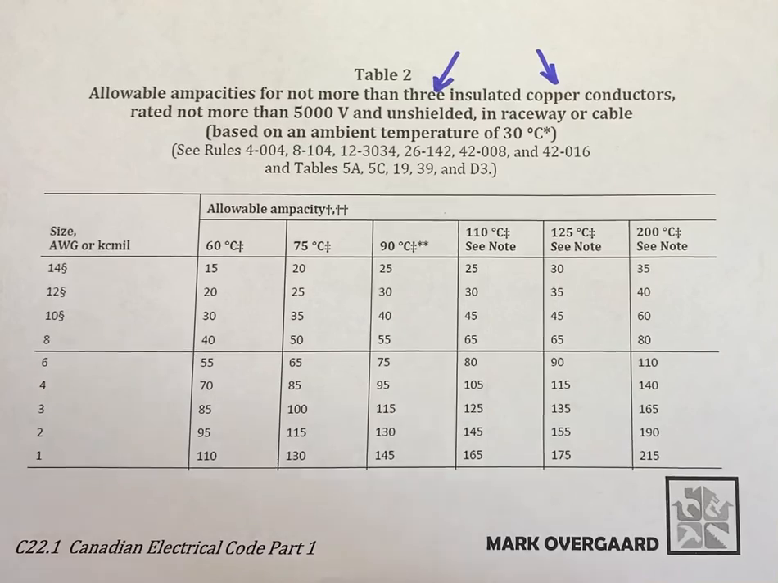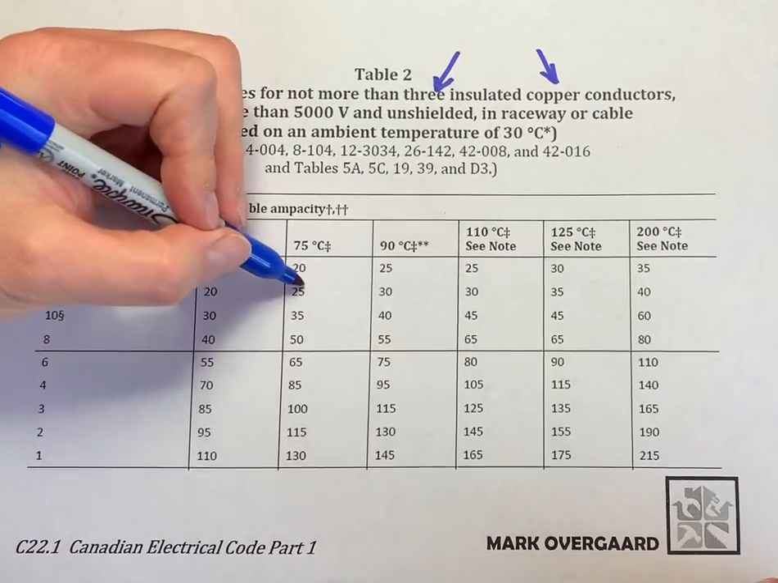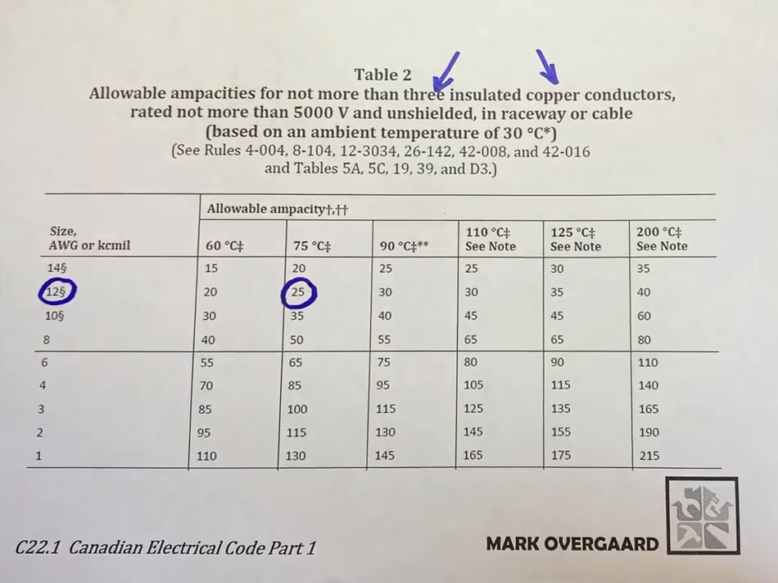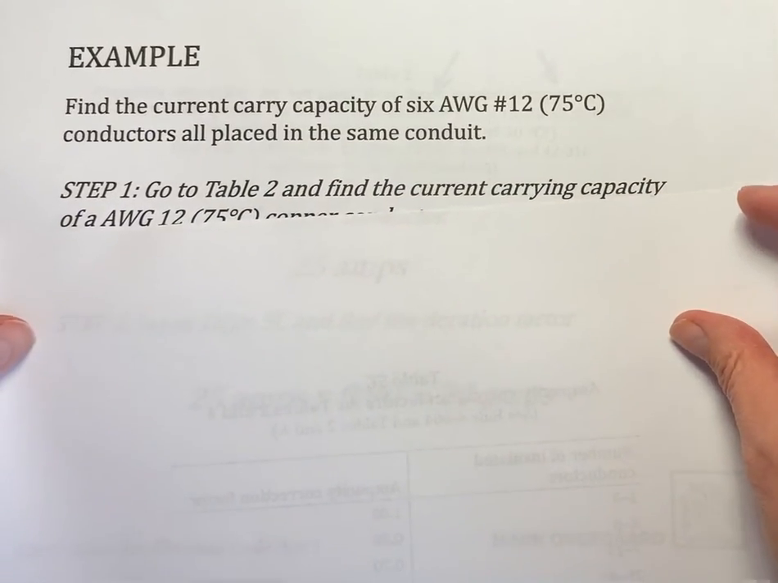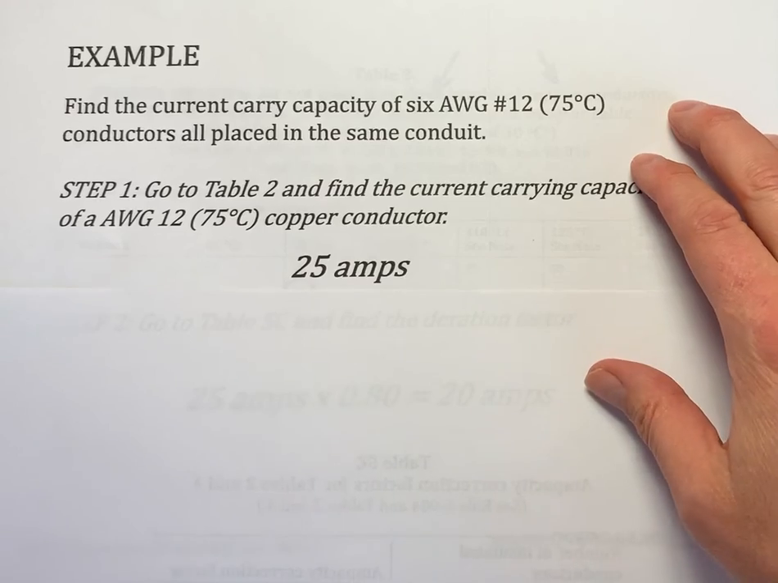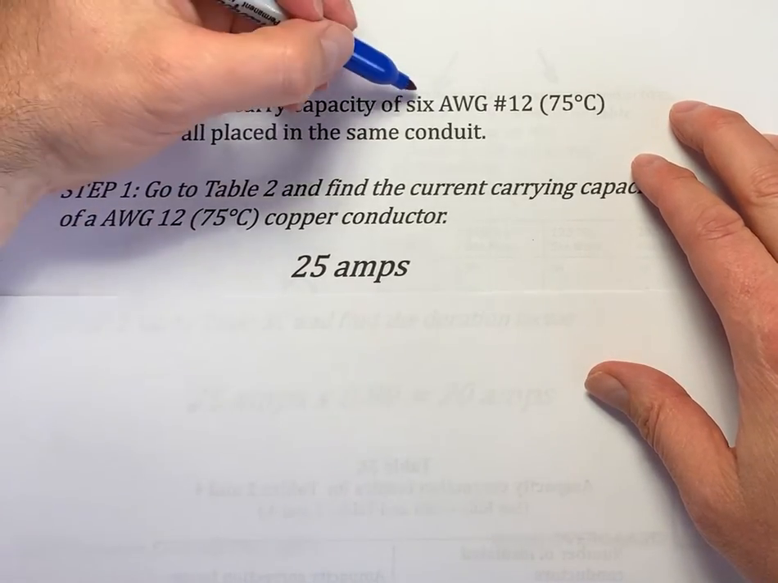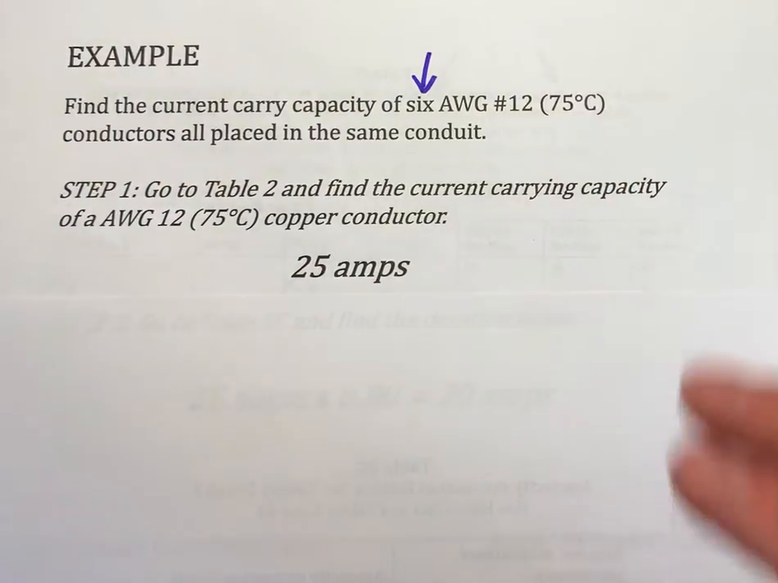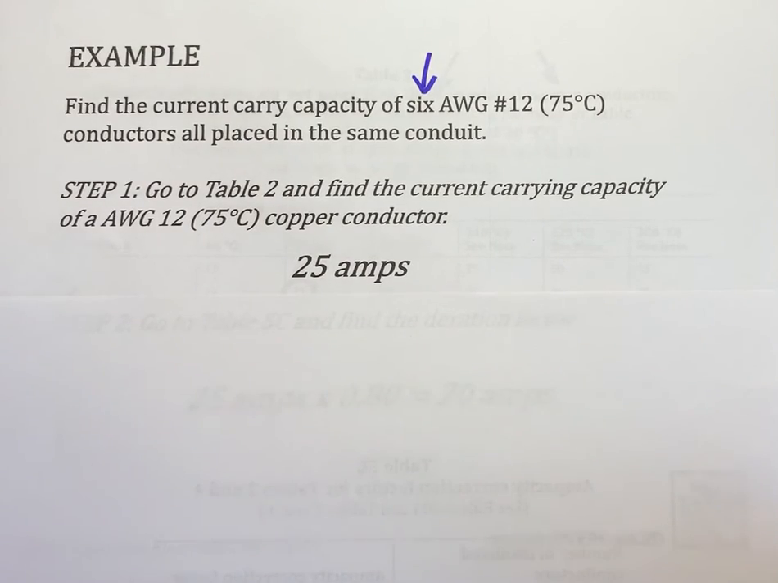So we come back to our Table 2. We have the AWG 12s, 75, and what we get is in a normal condition, up to 3 of them, those conductors in a raceway or cable, each can handle 25 amps. So we'll bring back our question here. The idea is each can handle 25 amps, but here's the thing. We've got 6 of them. It's generating way more heat, and we've got to knock that 25 amps down a bit.